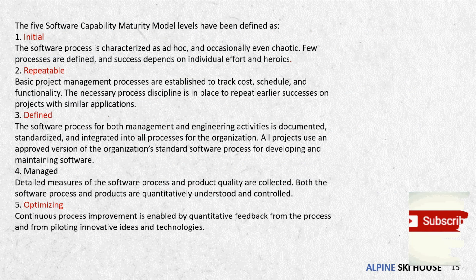The 5 software capability maturity levels have been defined. First is initial, second is repeatable, third is defined, fourth is managed, and fifth is optimizing. Initial means the software process is characterized as ad hoc and occasionally even chaotic. Few processes are defined, and success depends on individual efforts and heroics. Then we have the rest also. You can take a snap of it. You guys can go through this one.